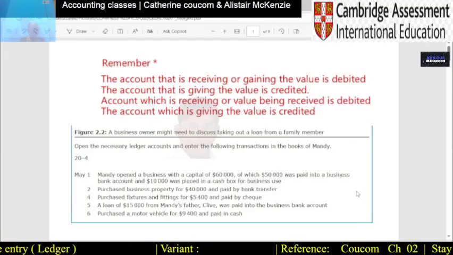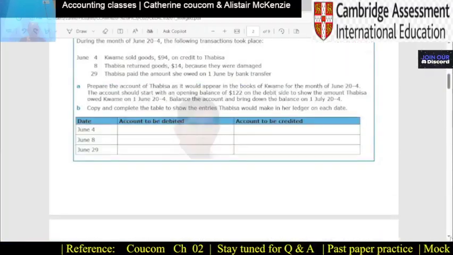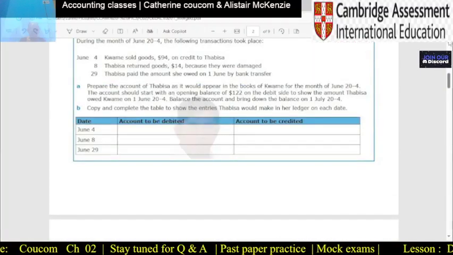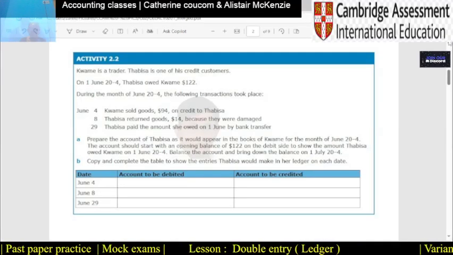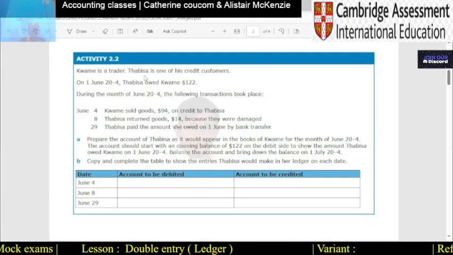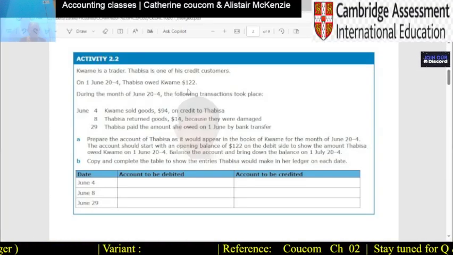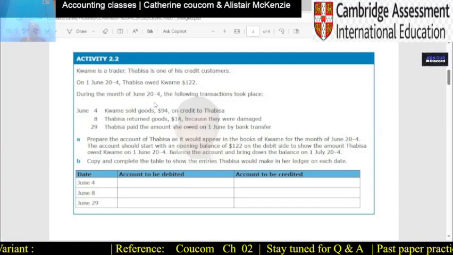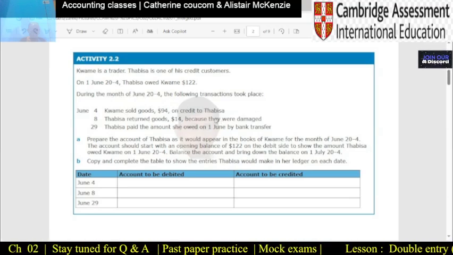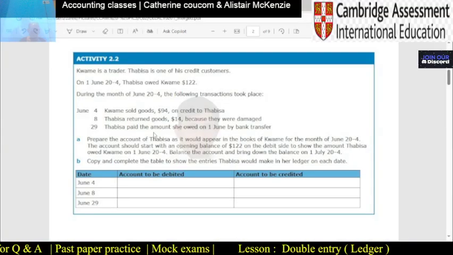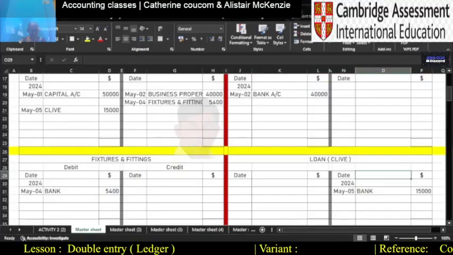So next, it's activity 2.2. Kwame is a trader and Tabisha is one of his customers. On June 1st, 2024, Tabisha owed Kwame 122. During the month of June 2024, the following transactions took place. Kwame sold goods for 94 and Tabisha paid. So prepare the account of Tabisha. So where is the account of Tabisha?